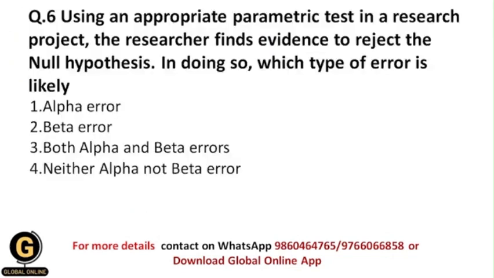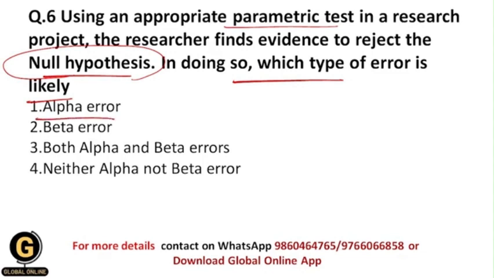Using an appropriate parametric test in a research project, the researcher finds evidence to reject the null hypothesis. In doing so, which type of error is likely? Basically, a researcher did a particular parametric test in a research project, and after doing the test, he finds the evidence that he needs to reject the null hypothesis. So whenever he is rejecting the null hypothesis, in that situation what type of error will occur?